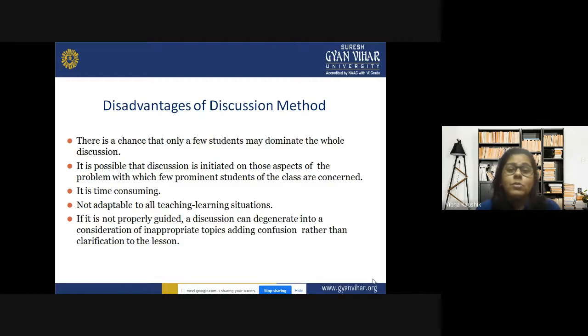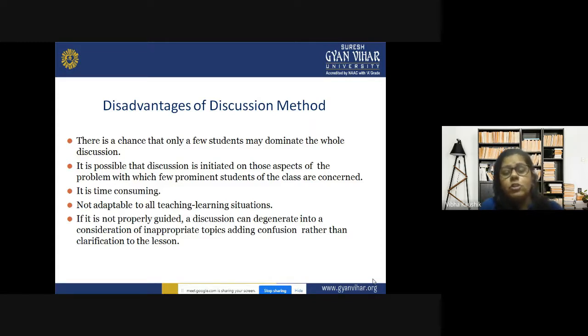It is time consuming. If the teacher wants to teach the students with the discussion method, it's a time consuming process, not adaptable to all the teaching learning situations. Means discussion method cannot be applied to the various teaching learning situations. We cannot apply the discussion method if it's not properly guided.